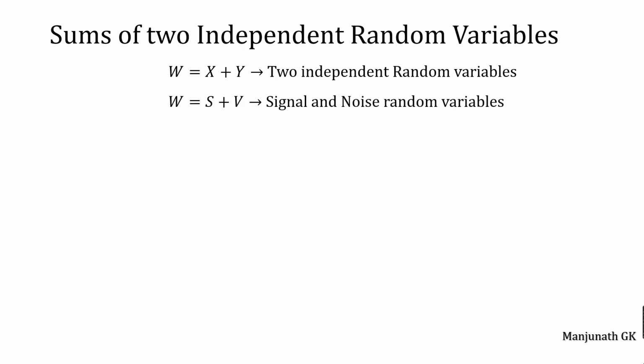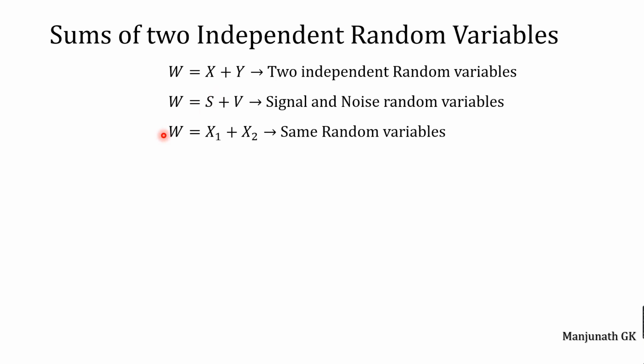Today we discuss sums of two independent random variables. Consider random variables W, X and Y. Here X and Y are two independent random variables. An example for this case is noise associated with a signal. Noise and signal are added. As a result, W will appear, but noise and signals are independent of each other.